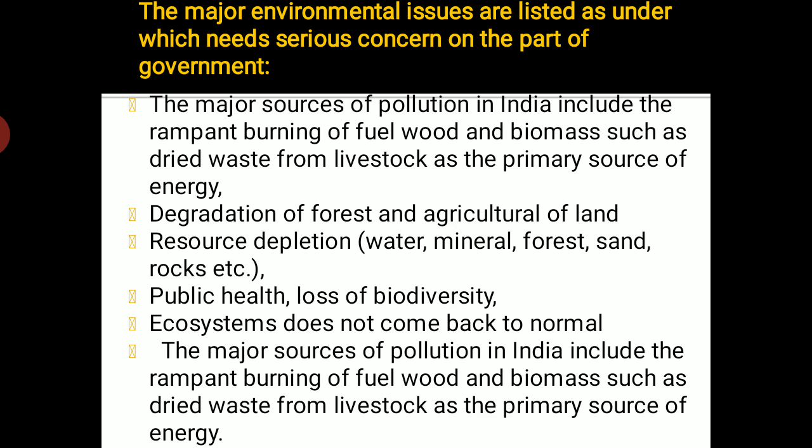The next issue is the high degradation of forest and agricultural land. This we have seen in land degradation earlier, right? Even the resources are getting depleted. That means water, minerals, forests and rocks, whatever resources we get, are also getting depleted. Depleted means they are decreasing in quantity. There are a lot of questions related to public health. There is loss of biodiversity, and these problems are being faced by India, right? Even the ecosystem does not come back to normal.